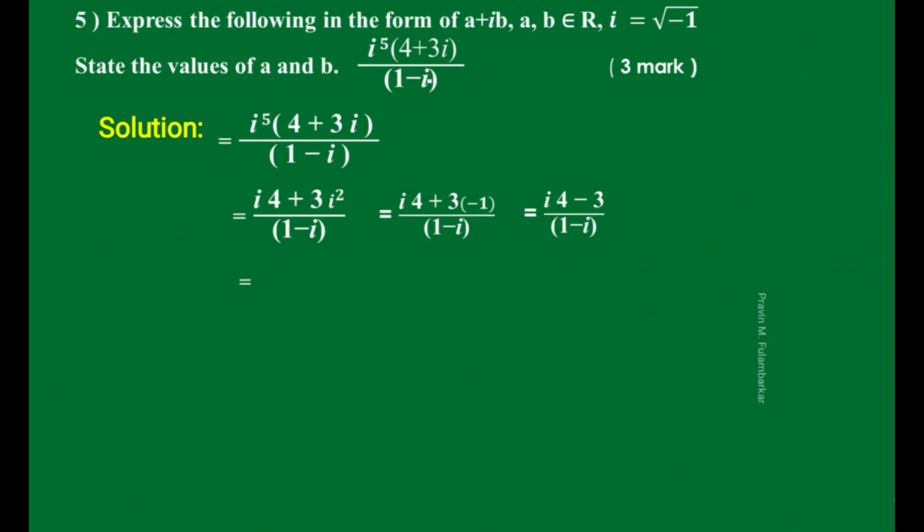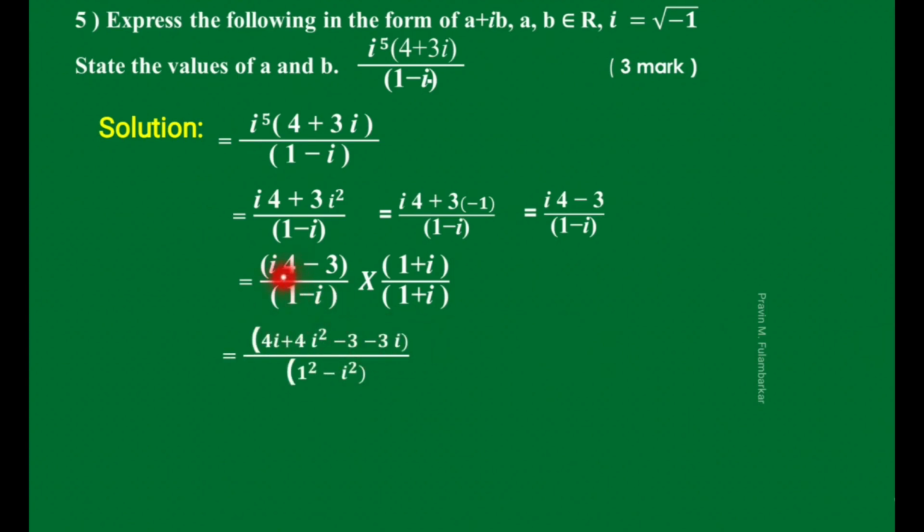Now we have to take the conjugate of the denominator. So we write the conjugate of 1 minus i as 1 plus i. So multiply and divide by 1 plus i. Then multiply numerator with numerator terms, denominator with denominator terms. So we multiply i into 4 with 1. So we get 4i. Then i into 4 into i, we get 4i squared, then multiply by minus 3, we get minus 3 into 1, minus 3, plus minus 3 into i, minus 3i.